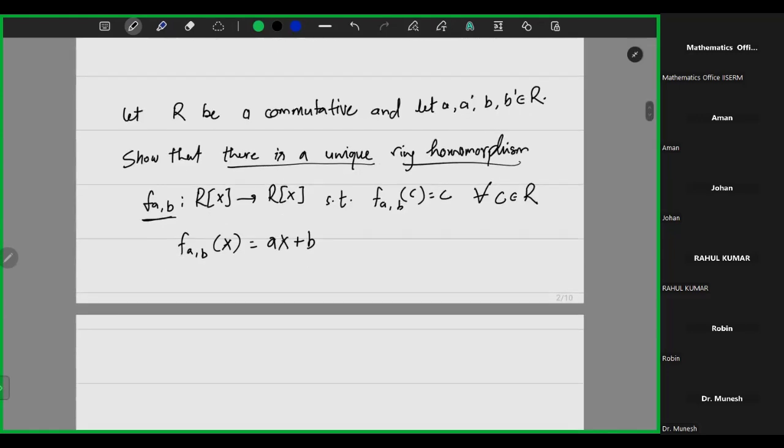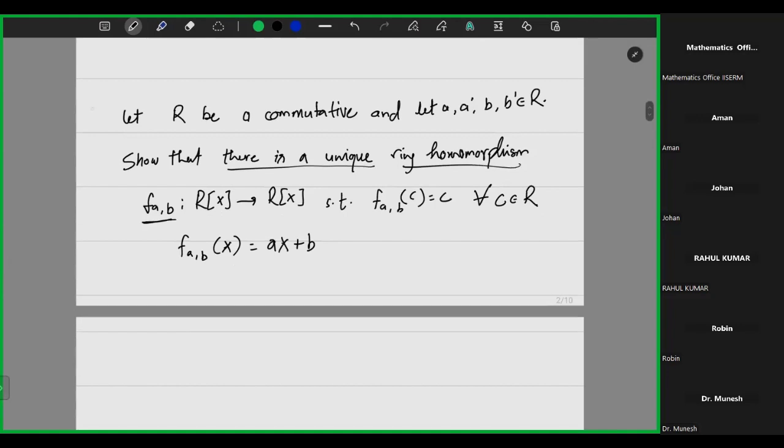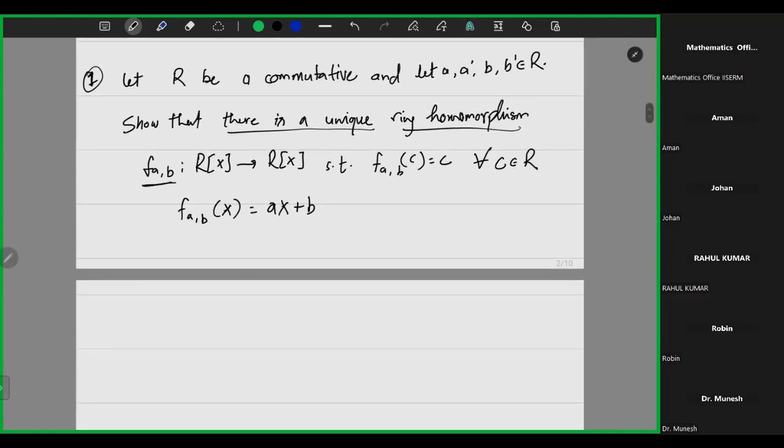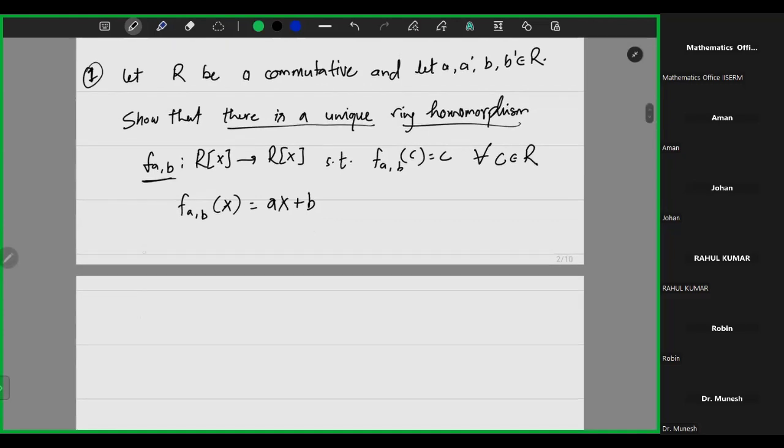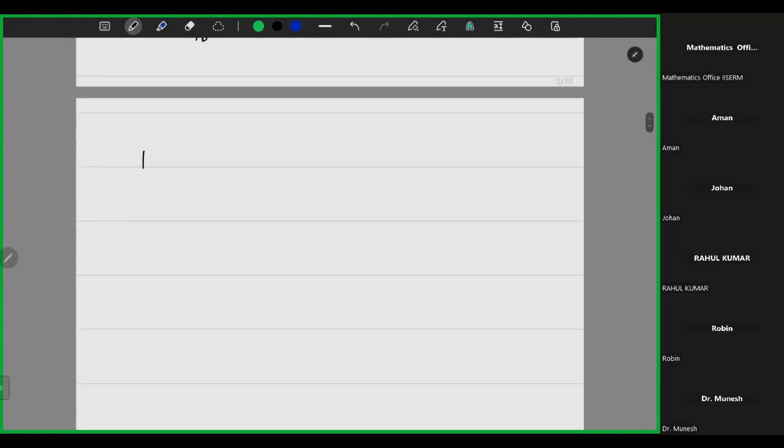Then there are more questions related to this. We will come to them with time. Okay, so first, let's see how to define such a ring homomorphism. So what are ring homomorphisms?